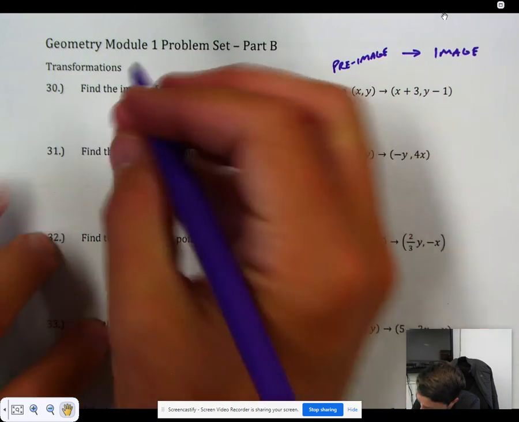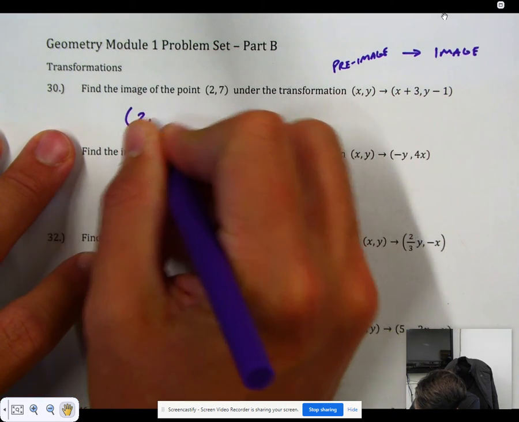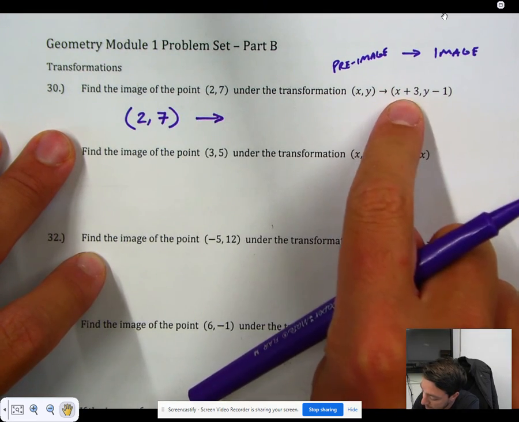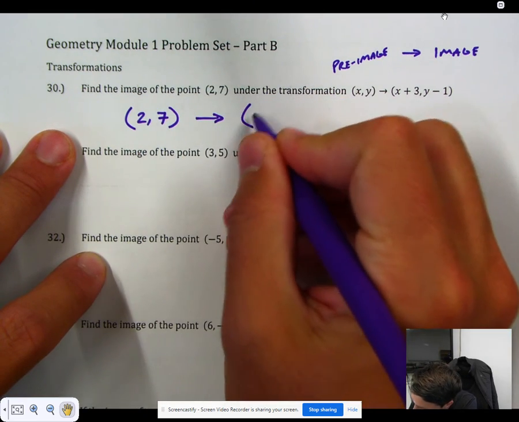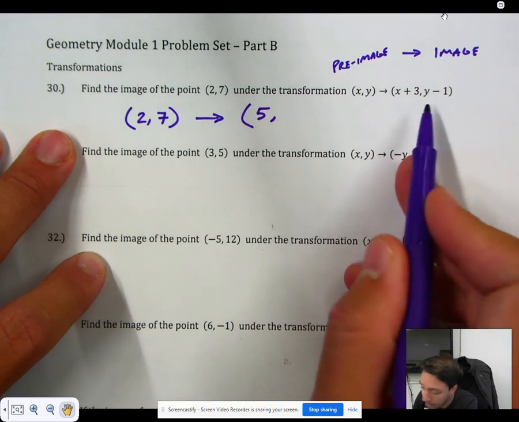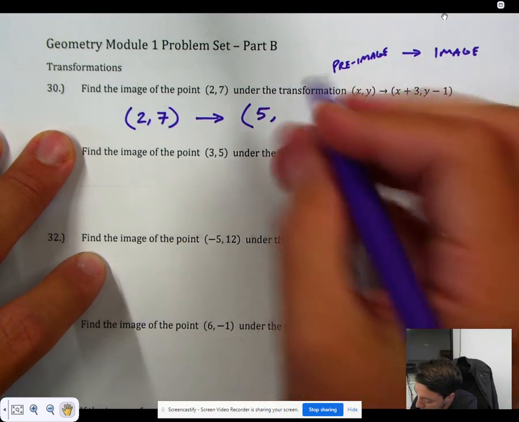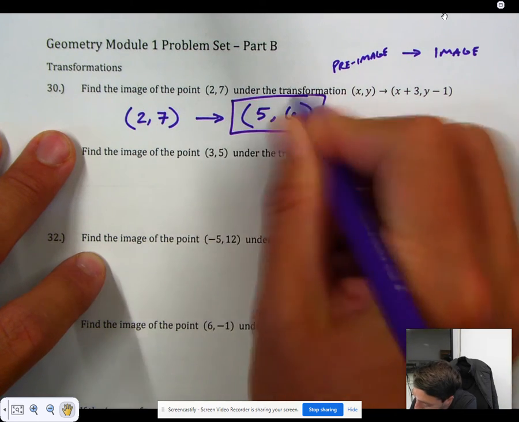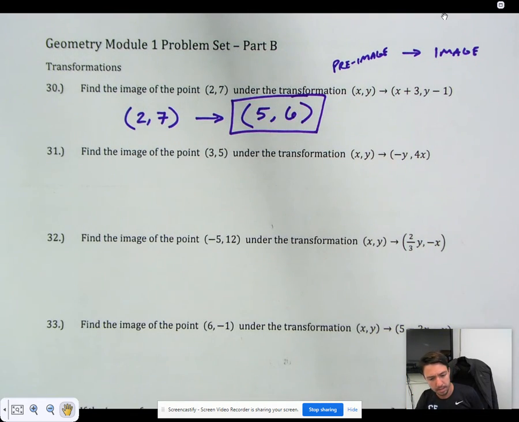So all that's going to happen here is that 2, 7, if we follow this rule, we're going to add 3 to the x value. So 2 plus 3 makes 5. And then subtract 1 from the y value. So 7 minus 1 makes 6. And so the answer to this question is the point 5, 6.